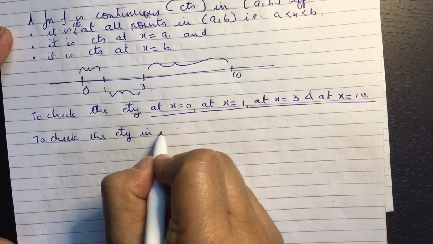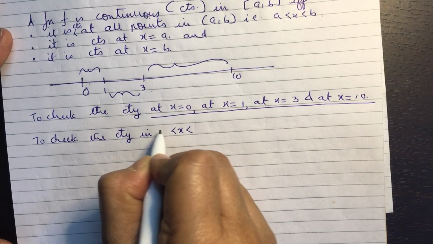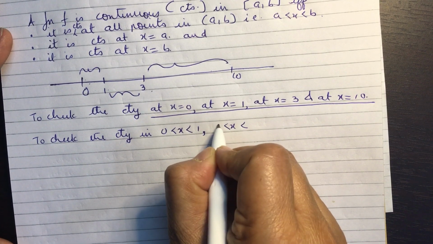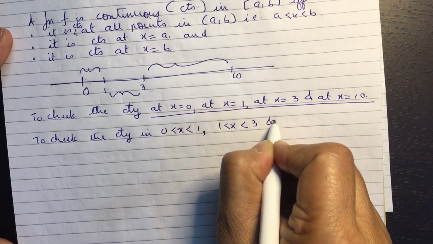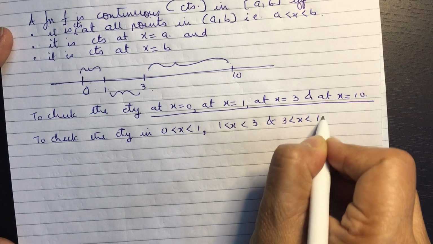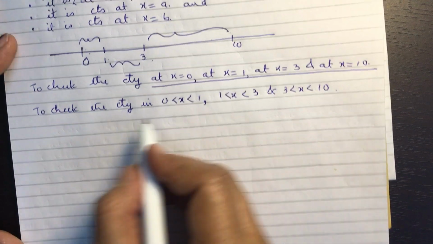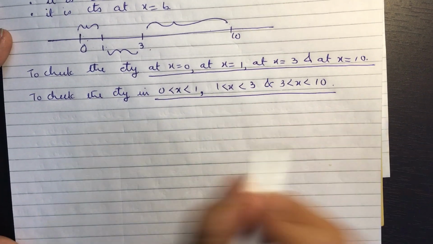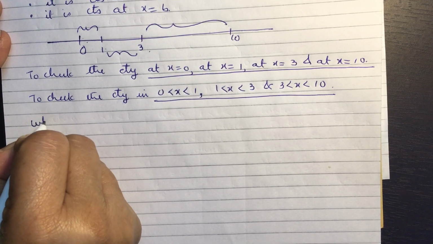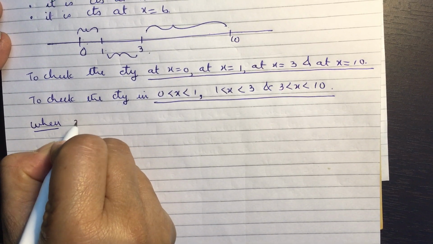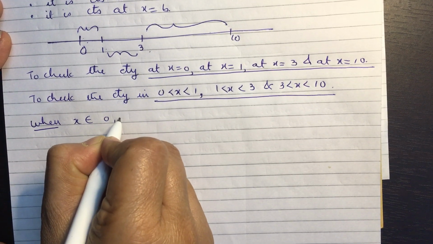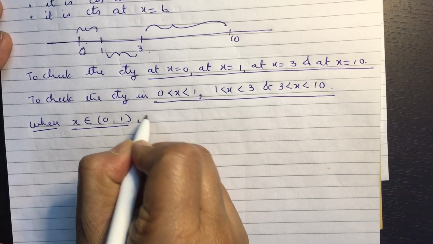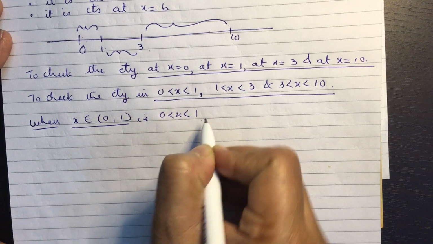So when x lies strictly between 0 to 1, x lies strictly between 1 to 3, and x lies strictly between 3 to 10. So let's first discuss the continuity in each of these three intervals. So as we can clearly see, when x belongs to the open interval (0, 1), then what happens? That is, x lies strictly between 0 to 1.